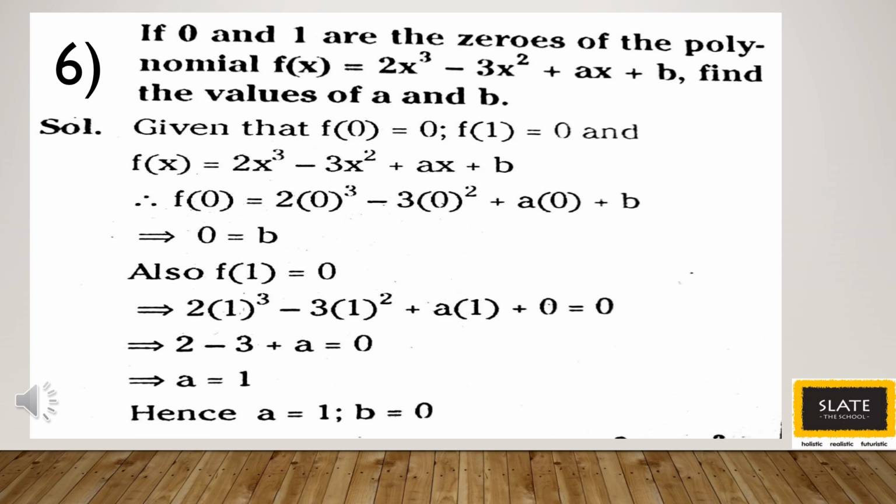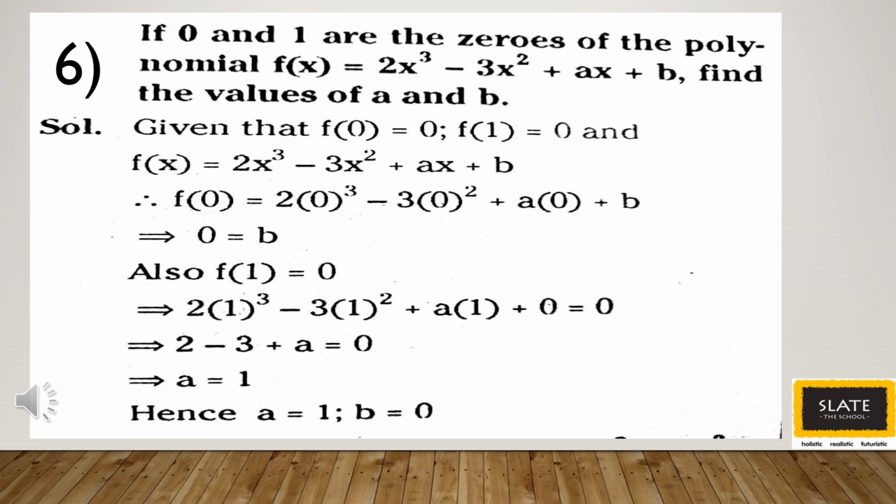Next, f of 1 is also equal to 0. Now replace x with 1. We have 2 into 1 cube minus 3 into 1 square plus a into 1 plus 0 is equal to 0. Here we replaced b with 0, which we got in the above simplification.